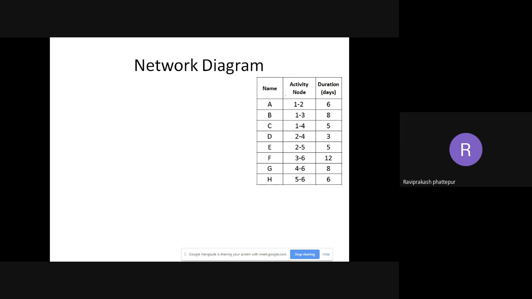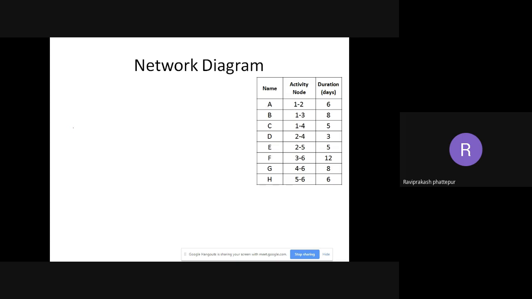Nodes we will nominate in terms of numbers, and activities in terms of alphabets. So if you see, A is from 1 to 2, B is 1 to 3, C is 1 to 4. So 2 is a node, 4 is also a node, 1 is a node, and 3 is a node. So there are three activities which start from node 1, and as I told you, activity is always an arrow and node is a circle. So an activity starts from a node and ends at a node. That's why activity A is given between nodes 1 and 2.